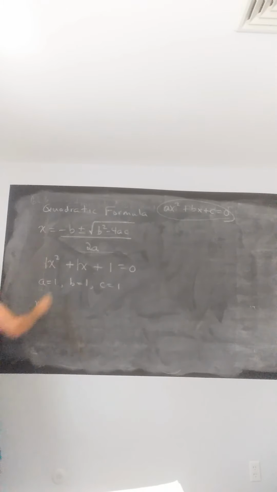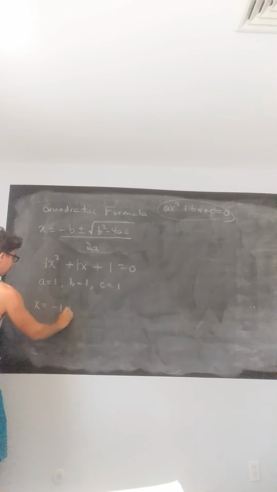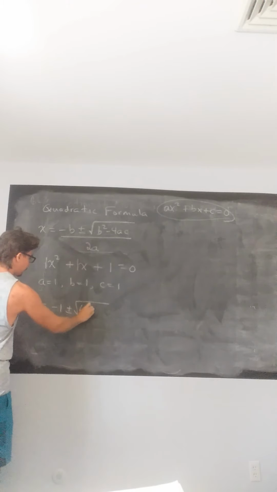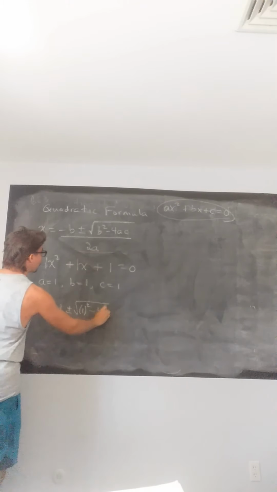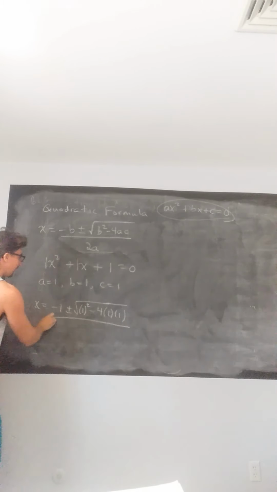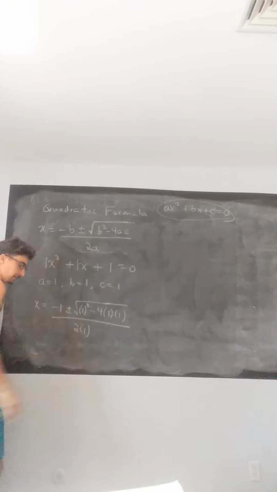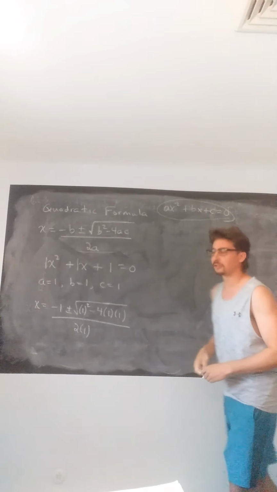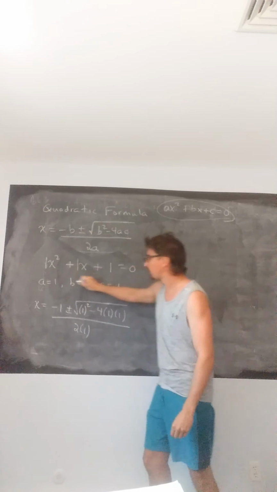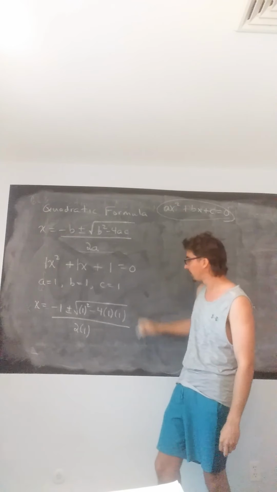So put these into the formula. So you got -1 plus or minus the square root of b squared, so that's 1 squared, minus 4 times 1 times 1. Look at that. At least it's nice small numbers, over 2 times 1. So make sure before you go forward that you plugged in the right numbers. They're all ones across the board, which is nice for us this time.